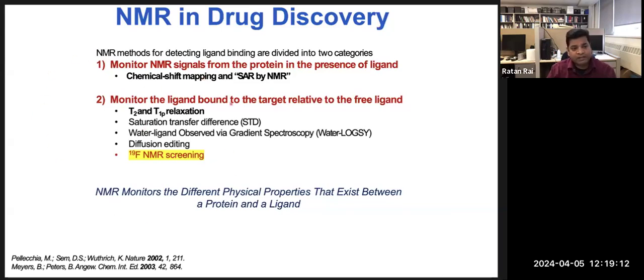So there are several methods. I will give you a little bit of introduction to how these methods work and how they can be useful in your projects. So first of all, I'm going to discuss the method in which the protein is labeled and the ligand is unlabeled. And this method is called structure-activity relationship by NMR.